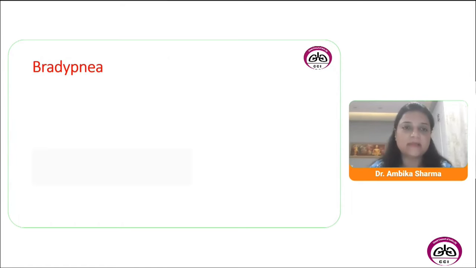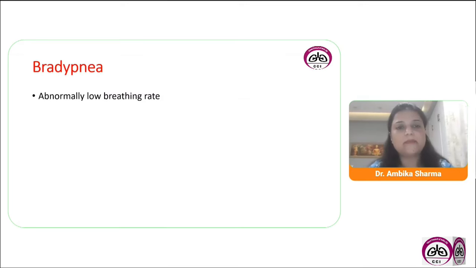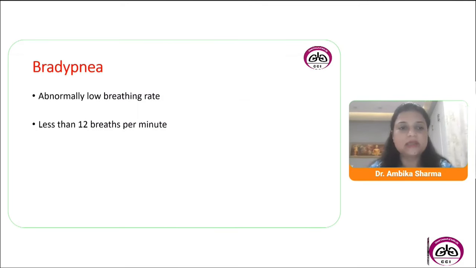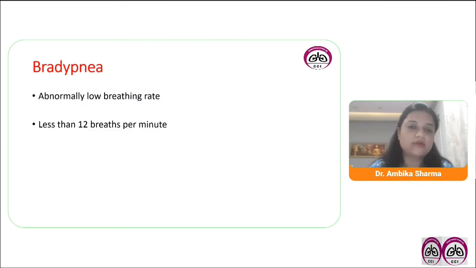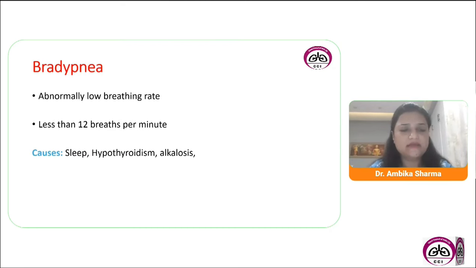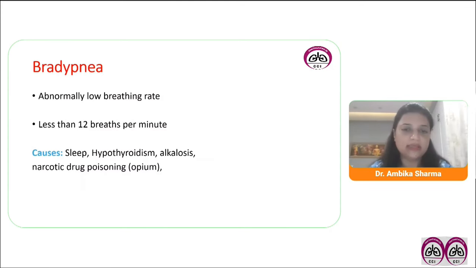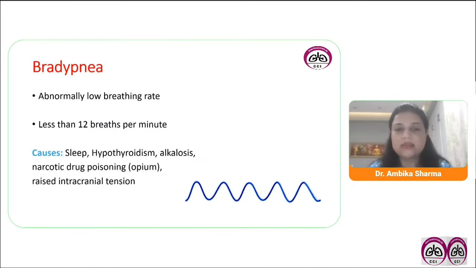Coming to the first abnormal breathing, which is bradypnea, where the breathing rate is abnormally low, less than 12 breaths per minute. This can happen physiologically in sleep, but pathologically can be seen in hypothyroidism, alkalosis, narcotic drug poisoning, and raised intracranial tension. If you remember eupnea, you can see in this graph that the waves look a little spaced out, a little slower in speed.